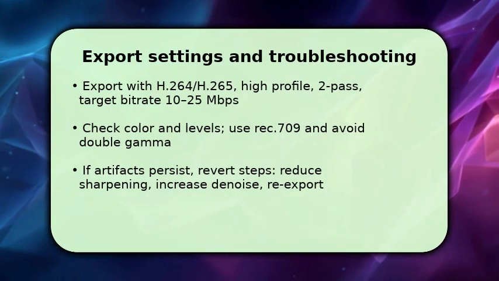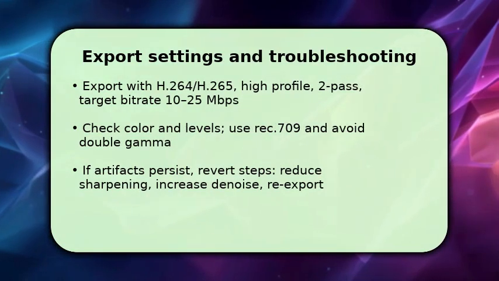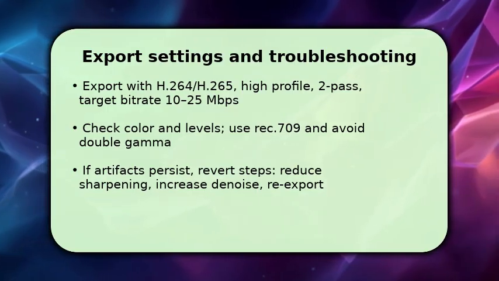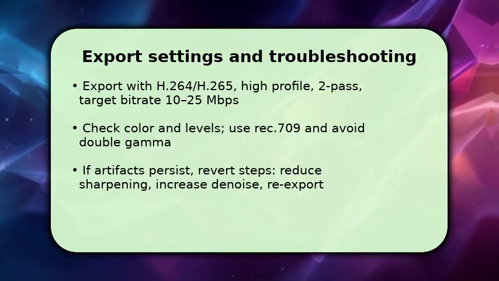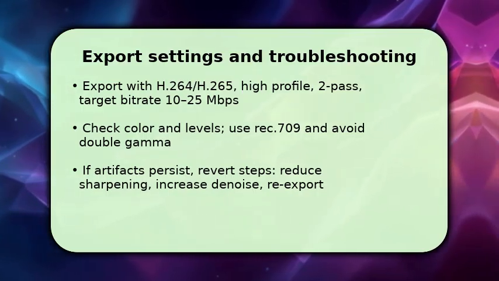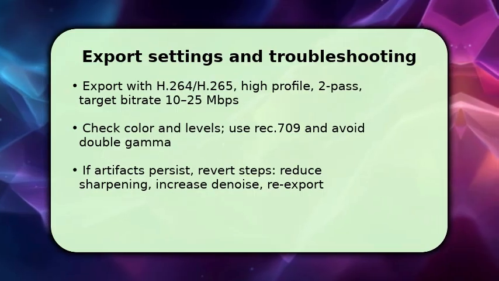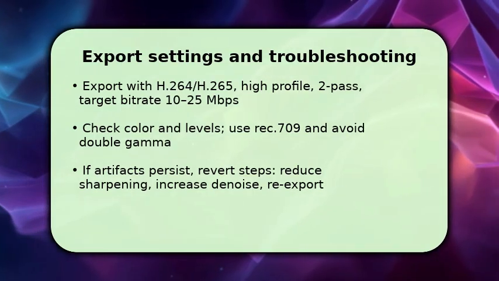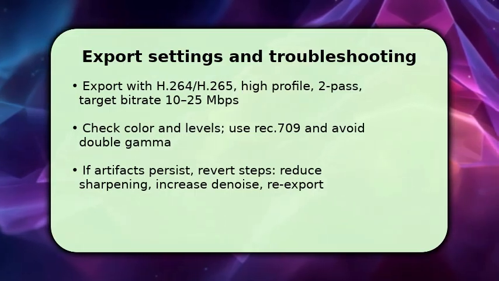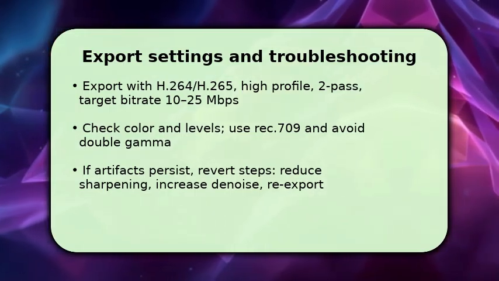To finish, export using a modern codec, H.265 if supported, otherwise H.264. Select high-profile 2-pass encoding and set a target bitrate appropriate to resolution, typically 10 to 25 Mbps for 1080p. Make sure color space is Rec. 709 and levels aren't crushed.